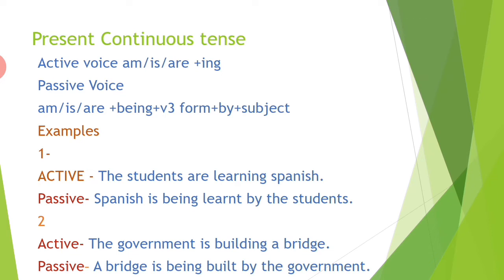The government is building a bridge. Change into passive voice. Yes, a bridge is, then what do we use? Being, third form of the verb build is built by the government. The correct formation is a bridge is being built by the government.